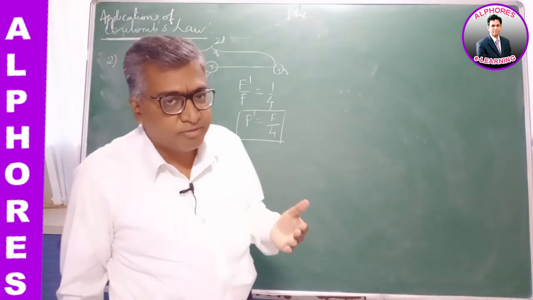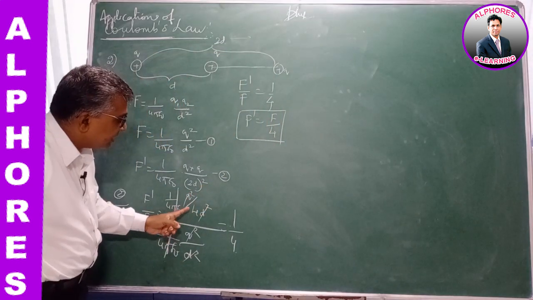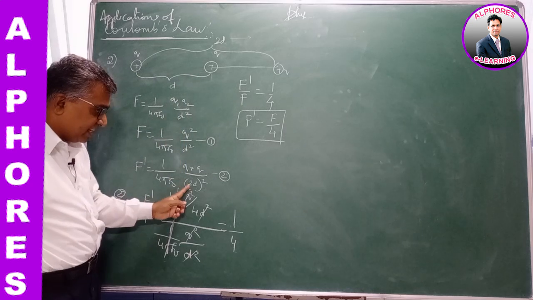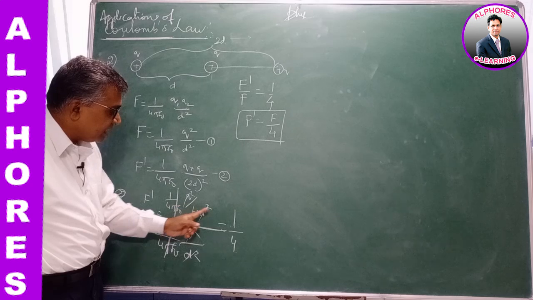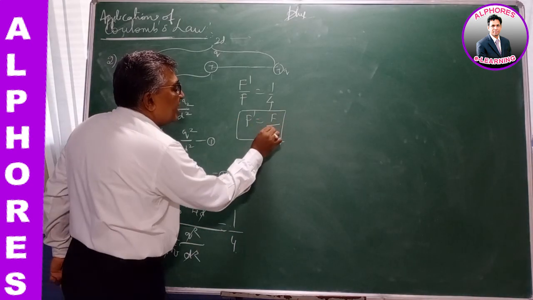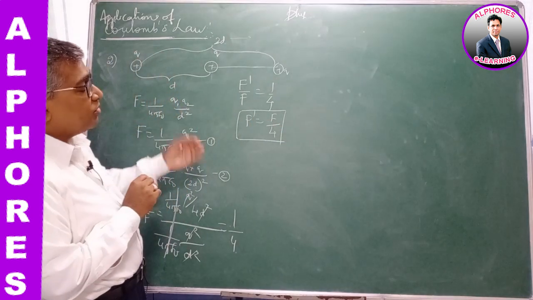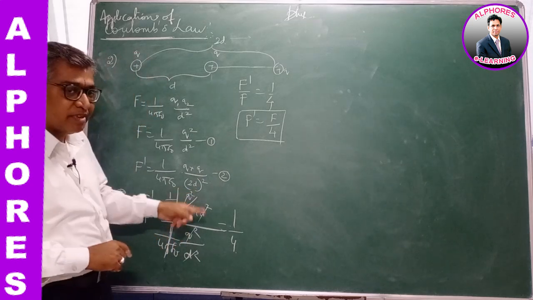What happens to the force when the distance is tripled? Had it been tripled, then the distance is 3d whole square, so it is 9, 3 square. So F dash by F will be 1 by 9. So F dash is F by 9. What will happen if the distance is made 4 times? Right, 4 square, 16.